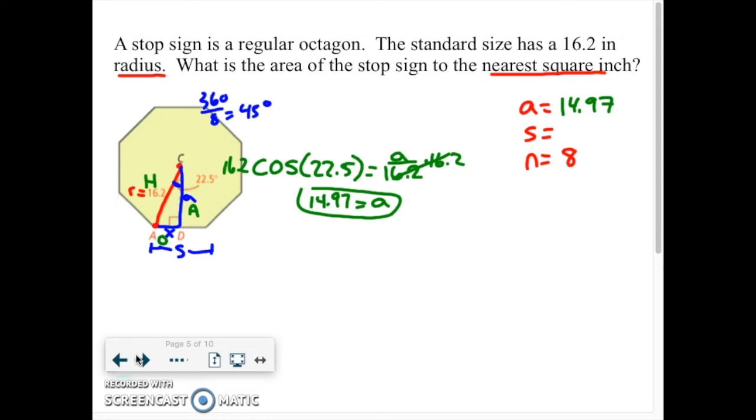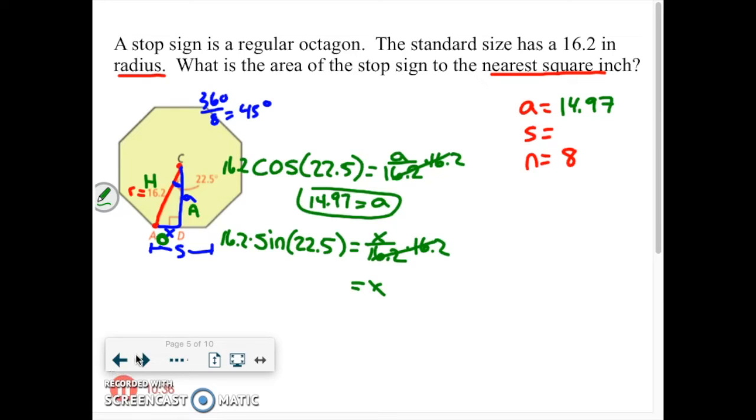We have to also get the side length. So to find x down here, it's the opposite side and the hypotenuse. O and H go with sine. So sine of 22.5 will give us the half of the side length. It'll give us x. X over 16.2. When I multiply both sides by 16.2, I get what needs to go in the calculator. So x is going to be 16.2 times sine of 22.5.